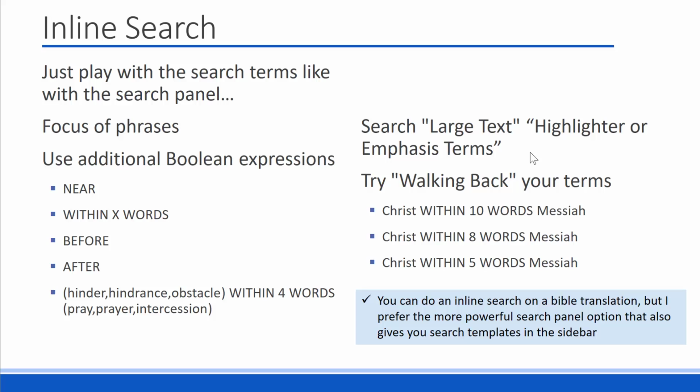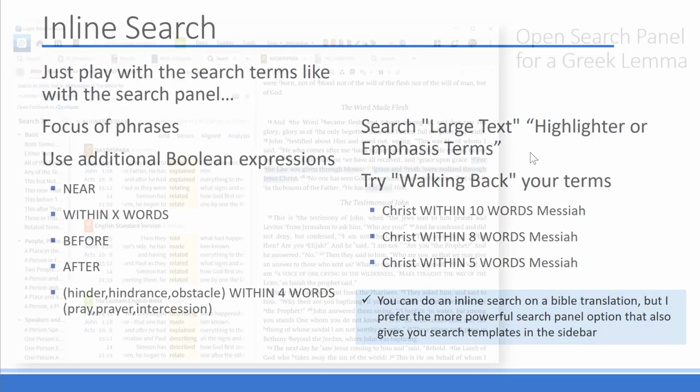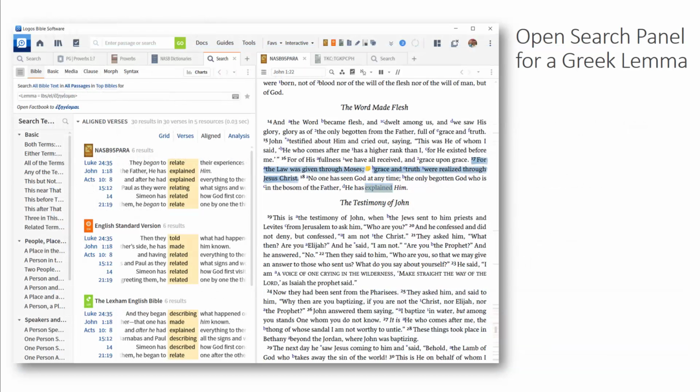I note here that you can do an inline search on a Bible translation, but I prefer the more powerful search panel instead of the inline search because it gives you the templates and also gives you a lot more advanced capabilities to look beyond just one particular resource to a number of resources. I'm going to give you another example of opening a search term for a Greek lemma.